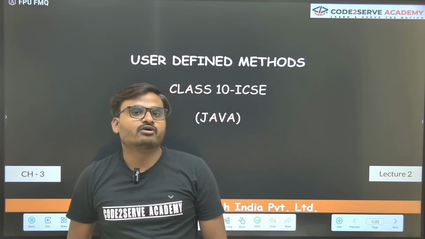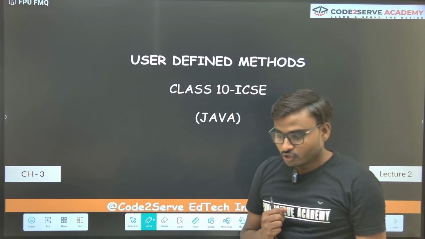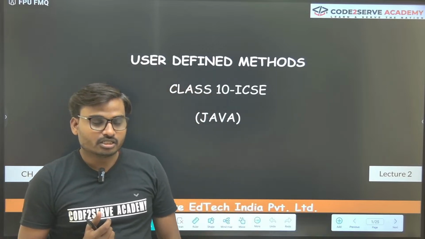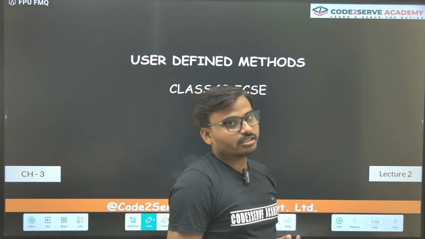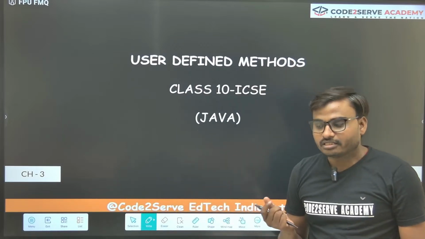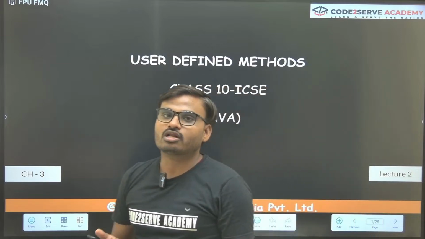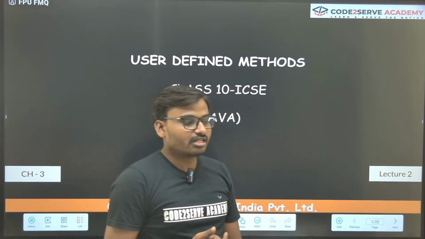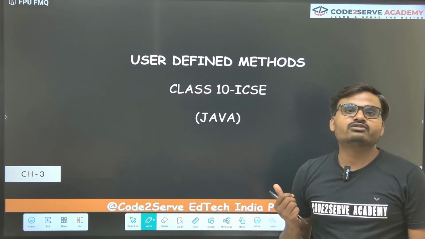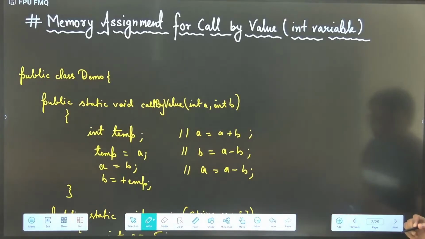So today we are going to cover a lecture on user defined methods. In the previous lecture we have already covered what a method is and how to declare a method. We have already learned the syntax, and we have also learned about call by value and call by reference. So in this lecture we are going to cover the remaining topics of this chapter. Okay, so let's get started.